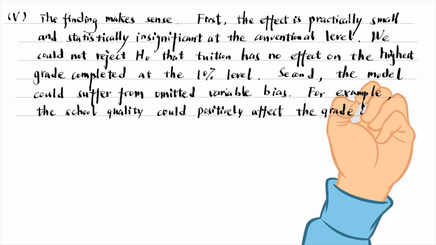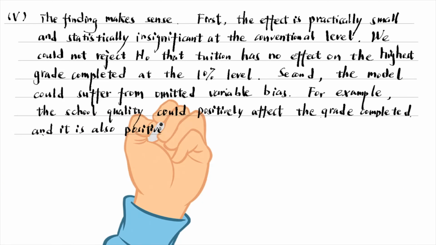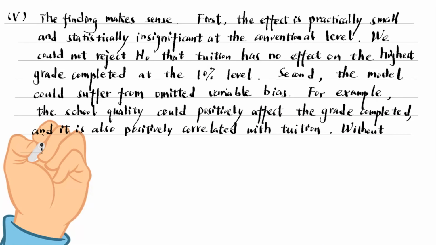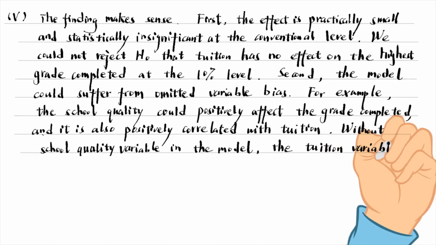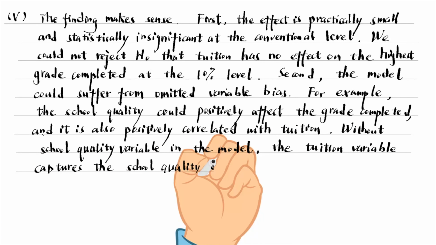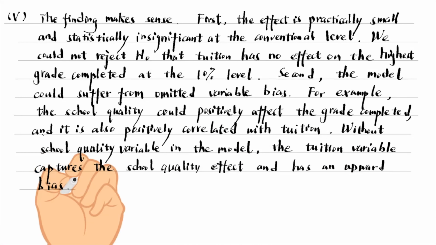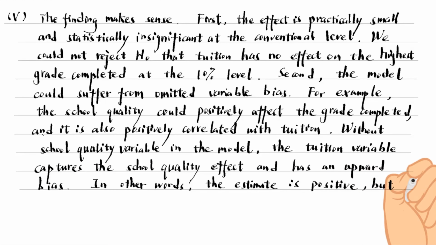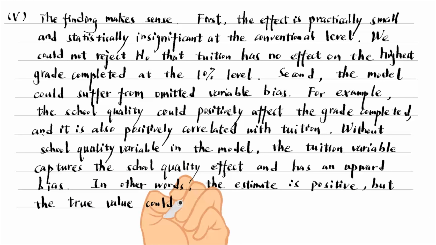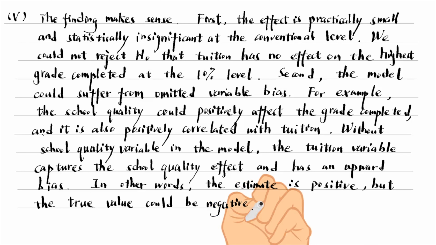For example, school quality could positively affect the grade completed, and it is also positively correlated with the tuition. Without the school quality variable in the model, the tuition variable captures the school quality effect and has an upward bias. In other words, the estimate is positive, but the true value could be negative. Please refer to my previous videos on the direction of the omitted variable bias.